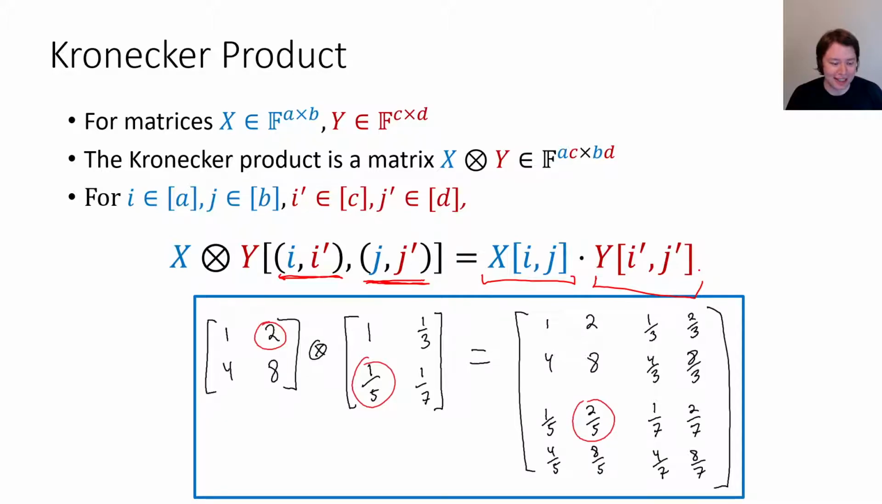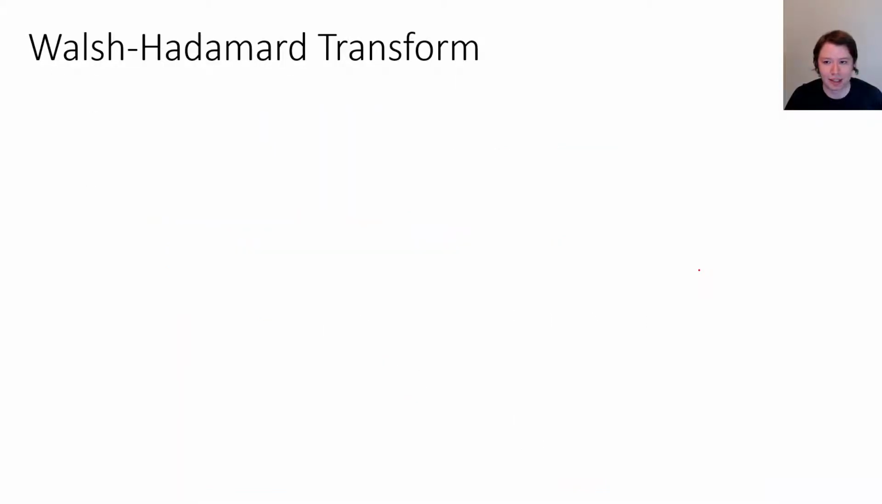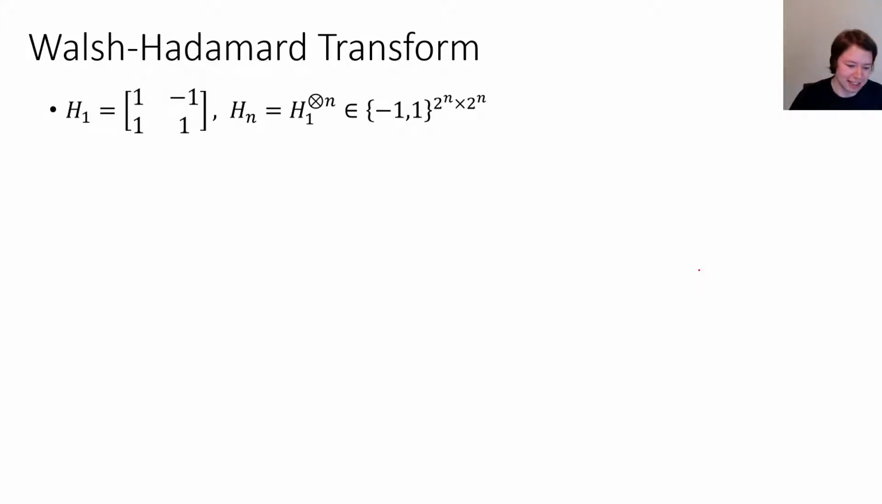It's a nice way to recursively define matrices. And the most standard example, the matrix we'll focus on today, is the Walsh-Hadamard transform. So it's a family of matrices defined like this. The first one is a 2x2 matrix with three 1s and a -1. And then in general, the nth Walsh-Hadamard transform is the nth Kronecker power of H1, like the Kronecker product of n copies of H1.